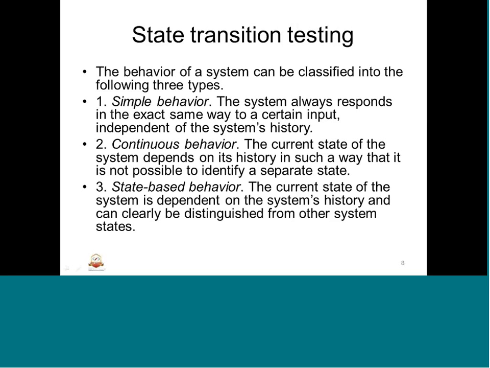It's a continuous behavior. The third one is state based behavior, where the current state of the system is dependent on the system's history and can clearly be distinguished from other system states. That means we know where the system is in this sort of behavior. The current state of the system is very much dependent on the system's history, but it is possible to identify a distinguished state from the other states. So this is state based behavior. The second one is continuous behavior, where we are not able to identify specific states for that particular input. It is again depending on the history. In simple behavior, we have a clear input and it is very much independent. So it will behave the same all the time. That is what it means.